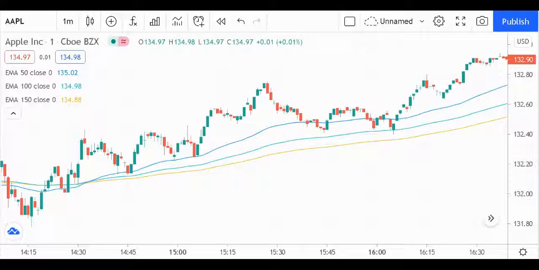I've got a really simple trading strategy using 3 different moving averages, and it can help you to identify a strong upward trend and the pullbacks that you can buy if you want to.